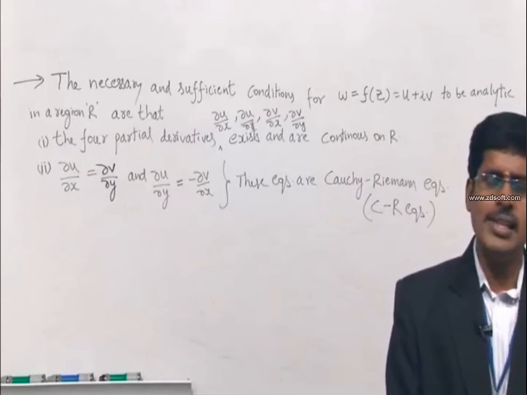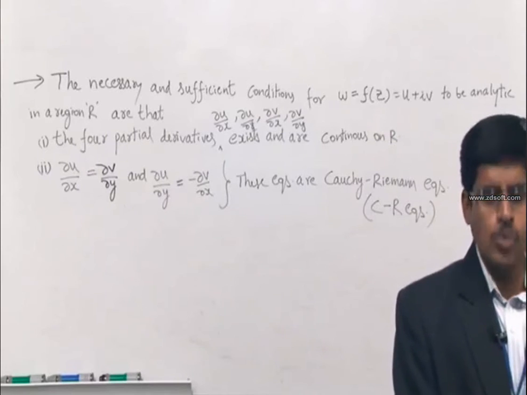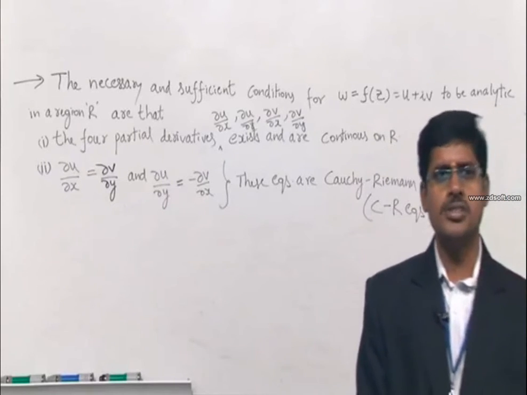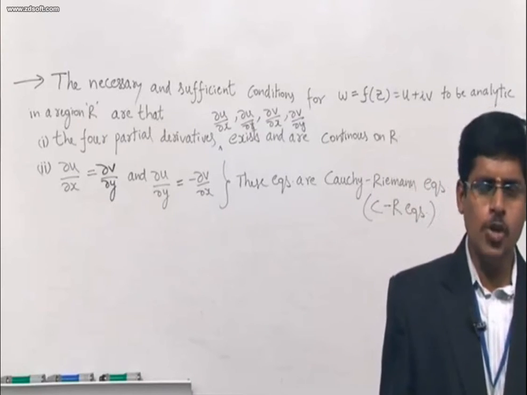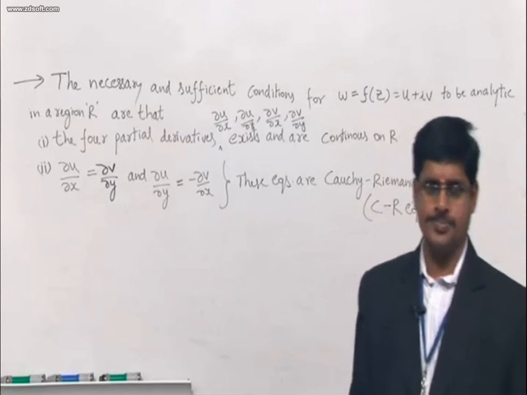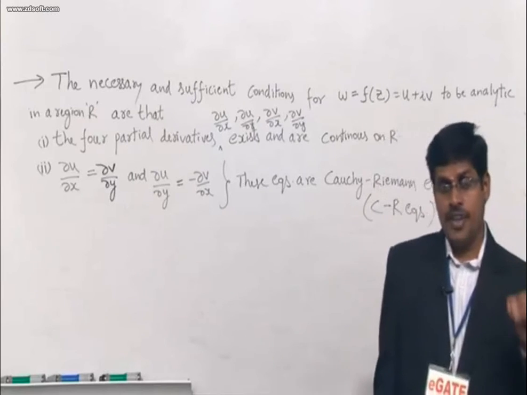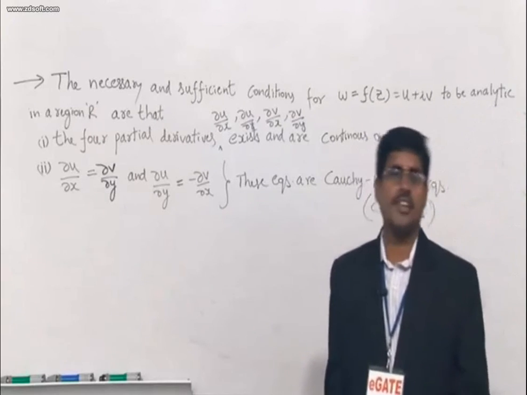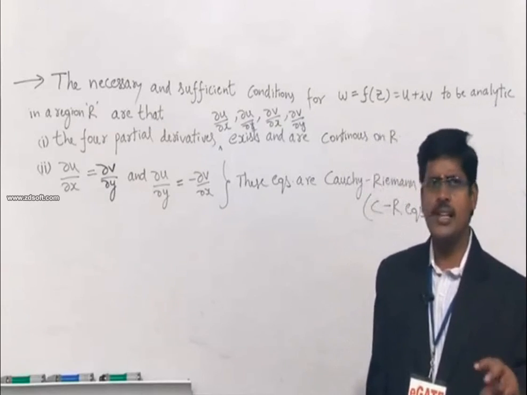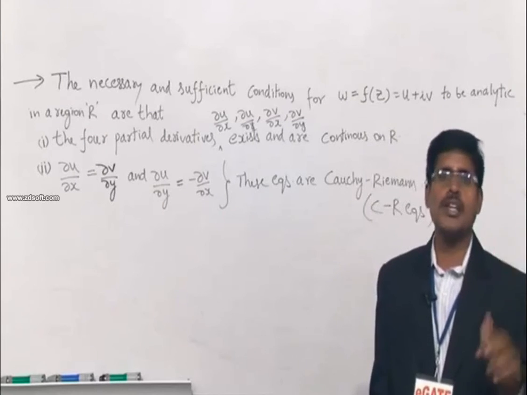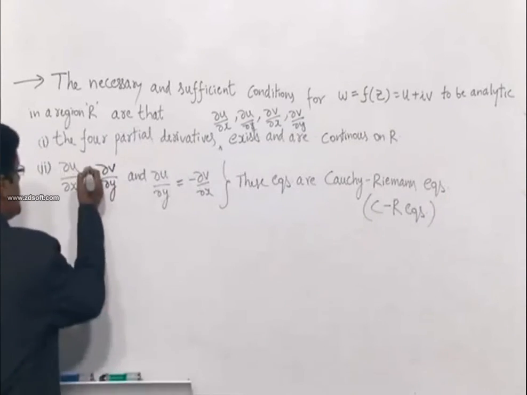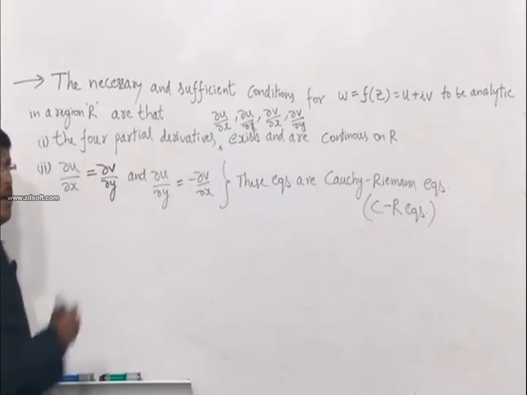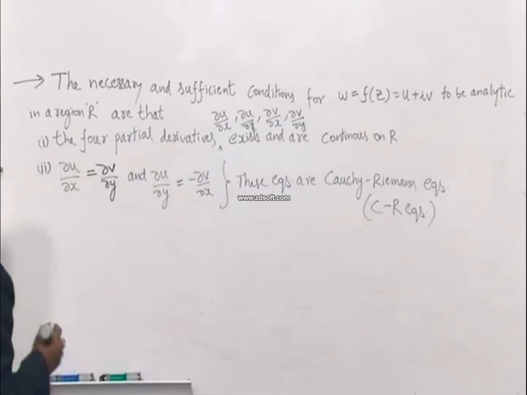And the second condition, given two equations which are called Cauchy-Riemann equations: dou u by dou x is equal to dou v by dou y, and dou u by dou y is equal to minus dou v by dou x. If f of z is analytic, then these two conditions are satisfied. To prove a function is analytic, you have to show these two conditions, then only we can say it is analytic in a region R.